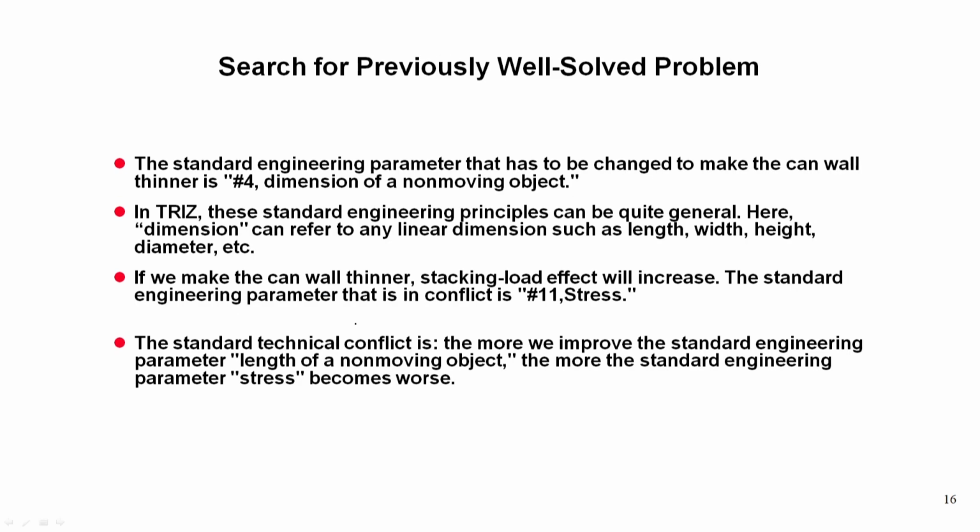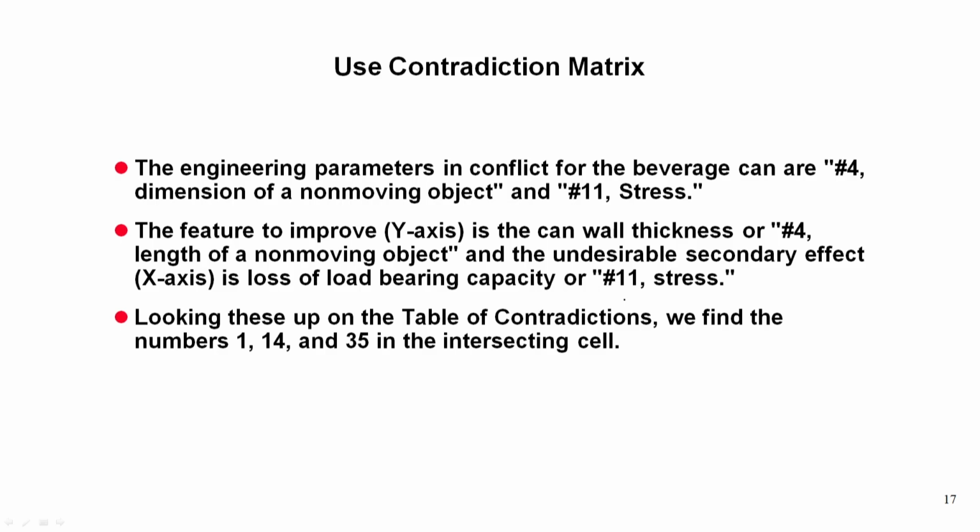Now, using the TRIZ matrix, which I will come to at the end, you can search for previously solved problems. There is a particular principle, dimension of a non-moving object versus stress. This is a standard one. What are the principles that people have used in order to solve the problem? You have to use a contradiction matrix to do it, which I will cover towards the end. The contradiction is between 4 and 11, and what you would see is that there are principles 1, 14 and 35.